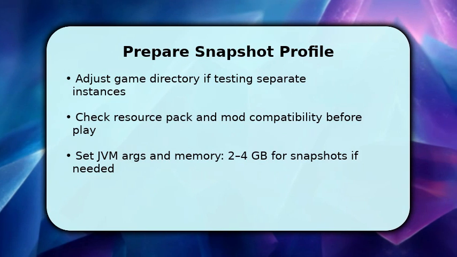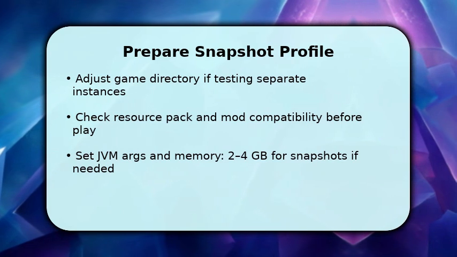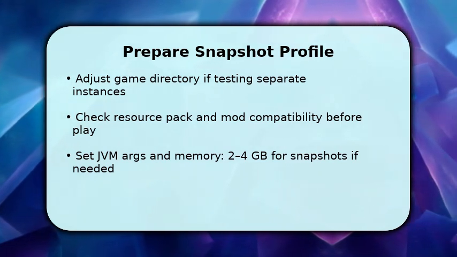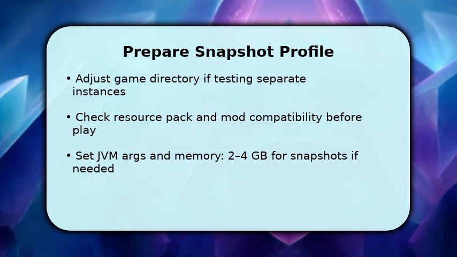Also configure JVM arguments and allocate 2 to 4 GB of RAM if you expect heavier load. This reduces crashes. Finally, save the installation and double-check the version field shows the correct snapshot.